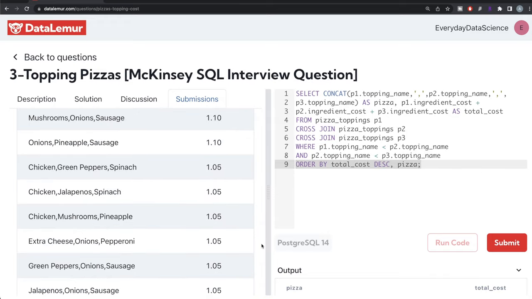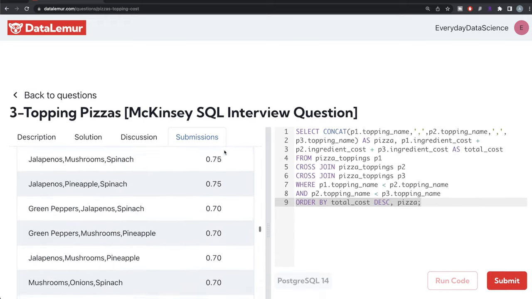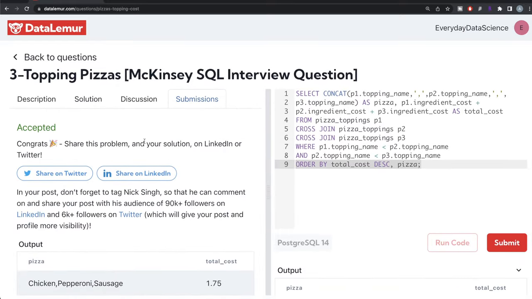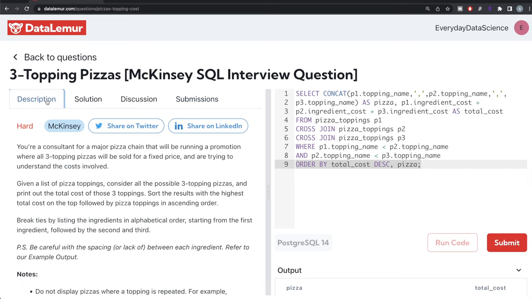Again, yes, a somewhat difficult question, right? But what we needed to do was, firstly, find all the possible three-topping combinations, and we used a trick to compare the strings to make sure the ingredients are arranged in ascending order. So we kept only those rows, and then we concatenated all the topping names, calculated the total cost, and ordered by total cost in decreasing manner and pizza in ascending order. So yeah, this is how we do it.